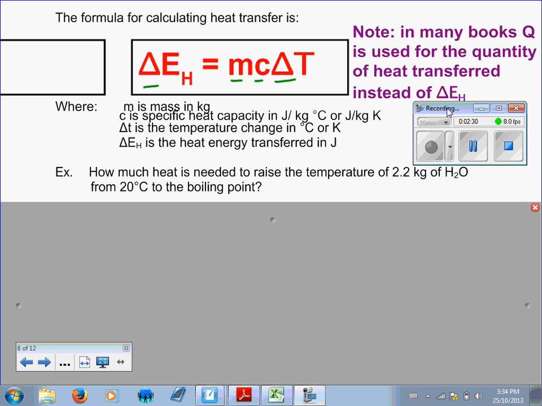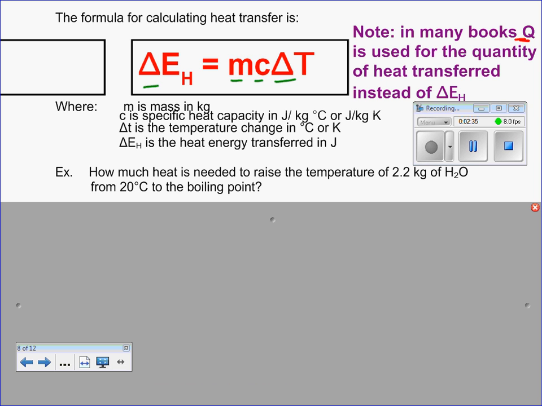And I'll point out, I use delta EH in this course, but in a lot of books they use Q. So Q can also represent the heat of a substance. You'll see that in a lot of chemistry textbooks, and you'll probably see it in a lot of physics textbooks as well. Possibly ours, I can't remember, to be honest.